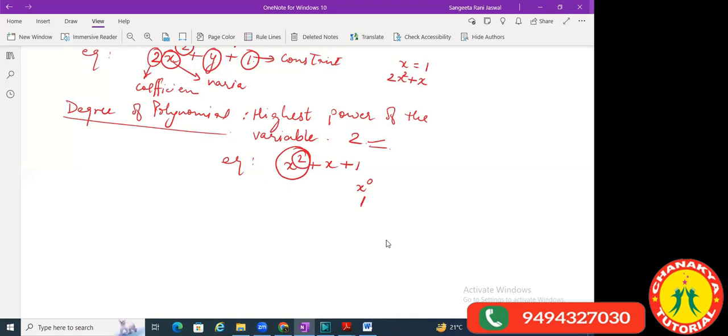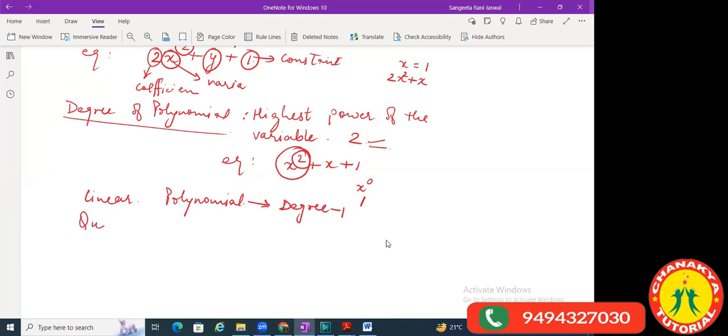Okay, children? Yes, ma'am. Okay. Now we have these kinds of polynomials. Linear polynomial. You must have heard about this in your class 9. Linear means when the degree is 1, whose highest degree is 1.